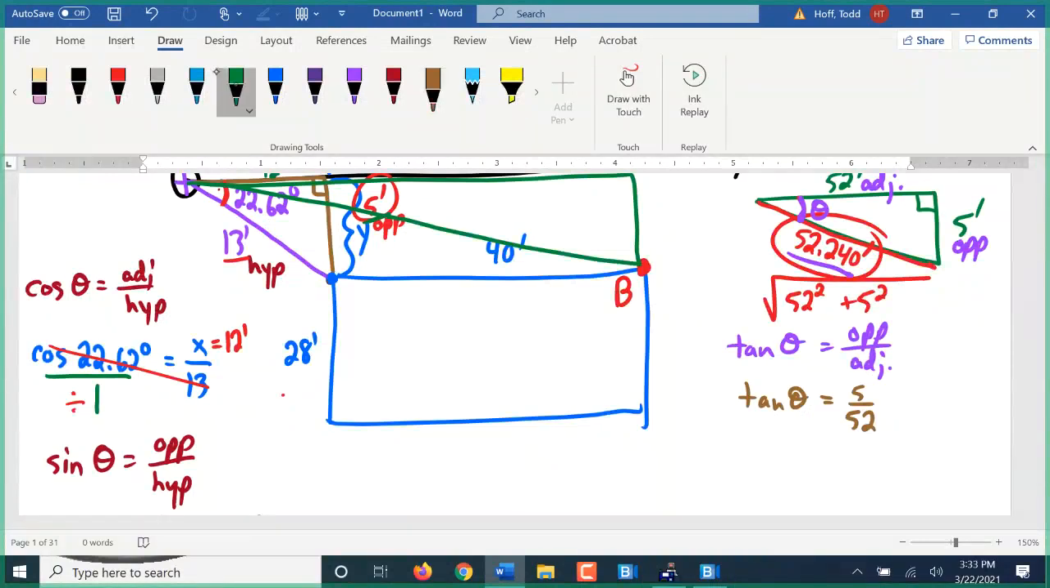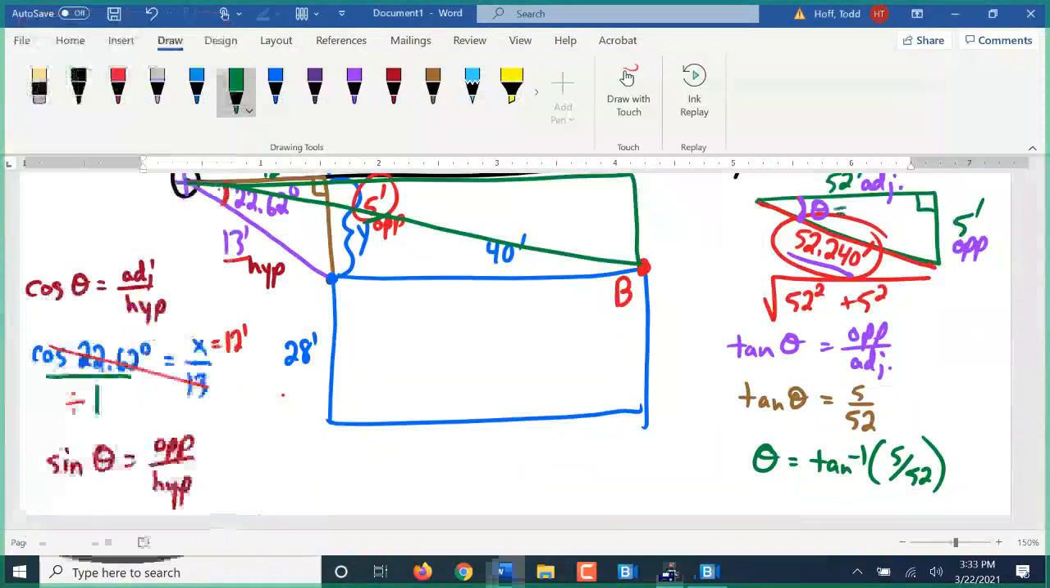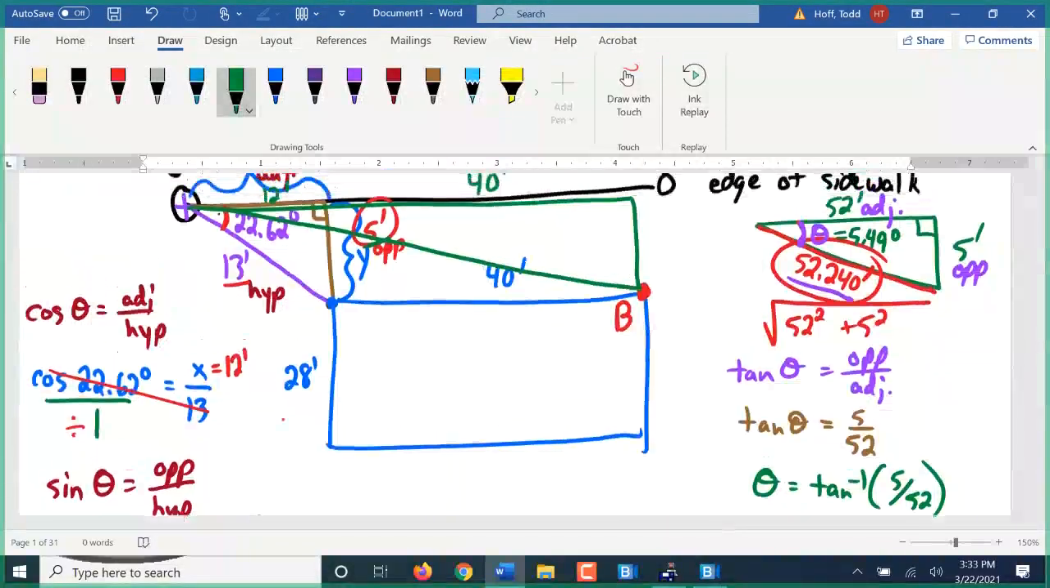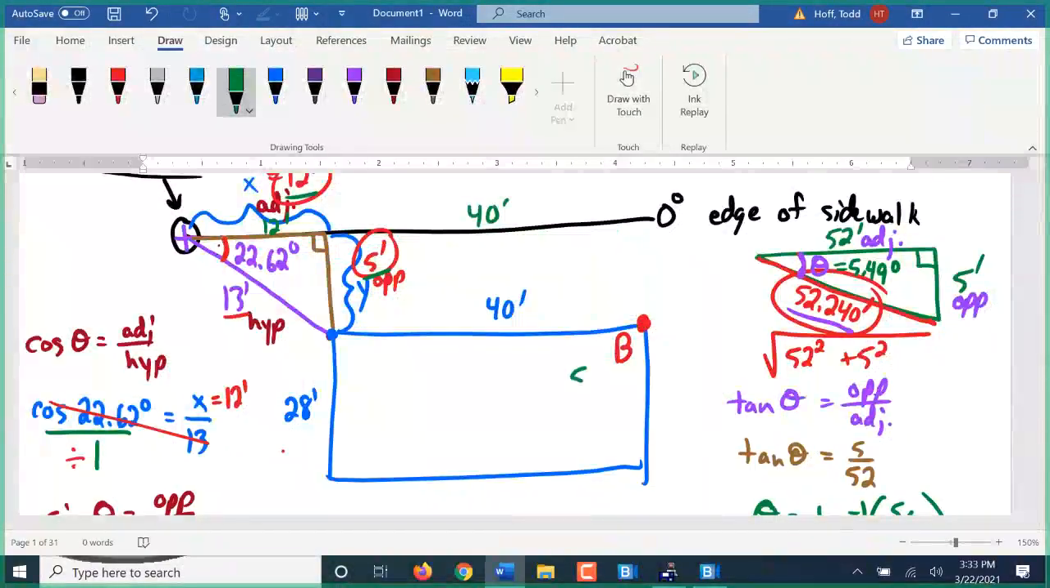When we are looking for the angle, we do the inverse trig function. Inverse tangent of 5 divided by 52, 5.49. The corner B here is going to be labeled 52.24 feet at 5.4 degrees.